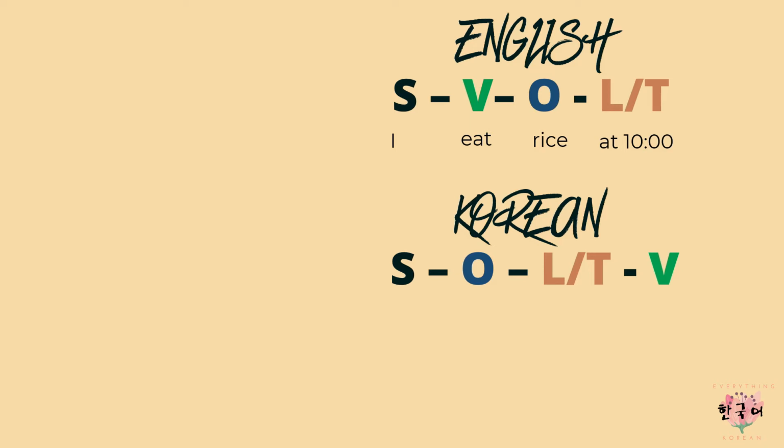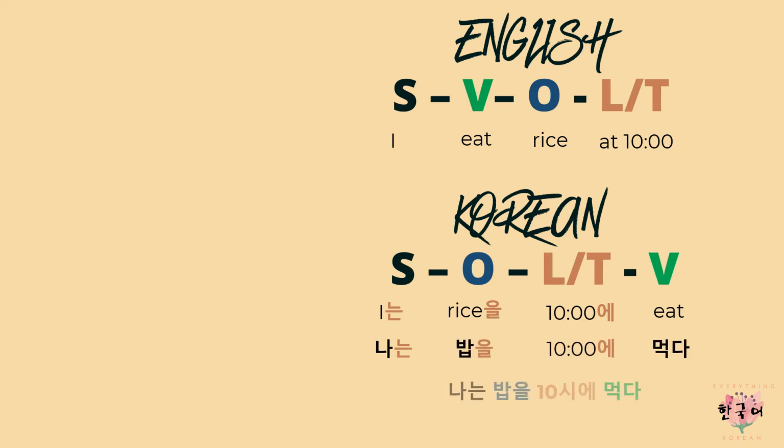I have mentioned this a while ago. Therefore, we say I with the topic particle 는, rice with the object particle 을, 10 o'clock with the particle 에, and lastly eat. So we say I rice 10 o'clock eat, which when translated is 나는 밥을 10시에 먹다. 나는 밥을 10시에 먹다.